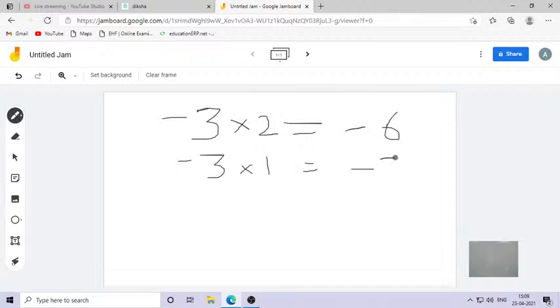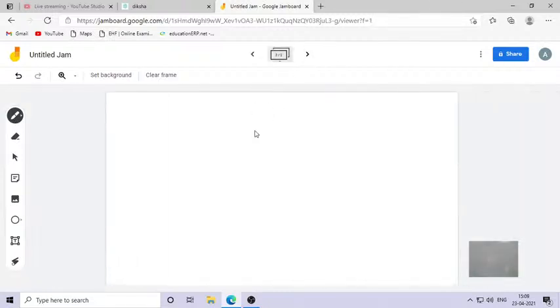Minus 3. Now please tell me who is greater, minus 6 or minus 3? Which is greater? You know obviously minus 3 is greater. So what are we doing? We have reduced the negative, right? First we multiplied negative 2 times, then we multiplied negative only 1 time. Now we will continue this.